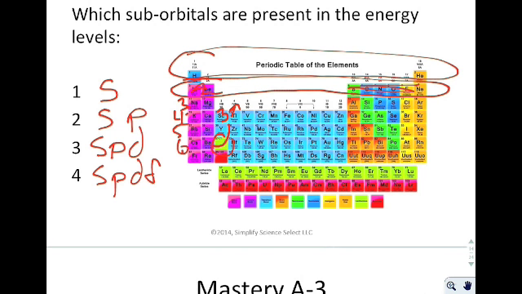There are some books in college, 2nd, 3rd, 4th year chemistry, that will actually project outward past the f orbital. So they'll talk about a g and an h orbital. There are no real elements at this point that have ever been discovered that are in a g or an h orbital. So we are going to stop in this class at the f orbital.